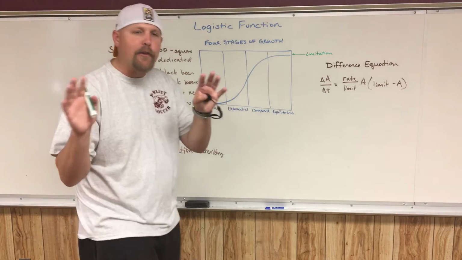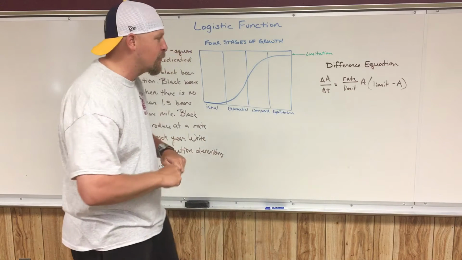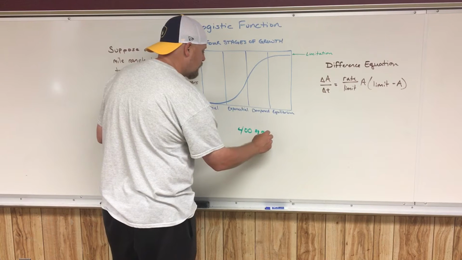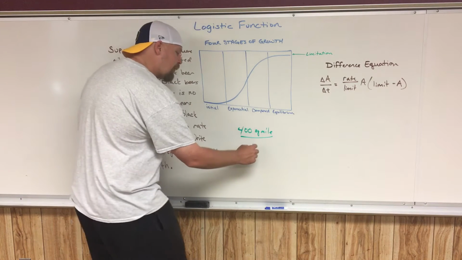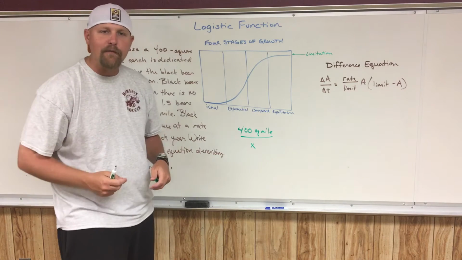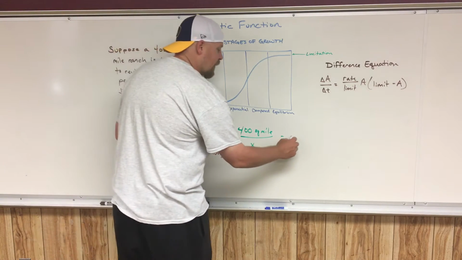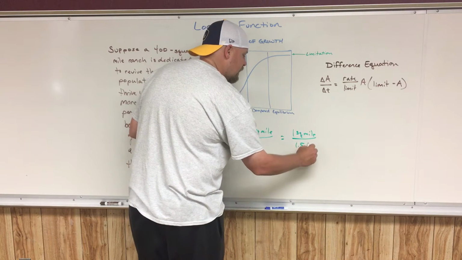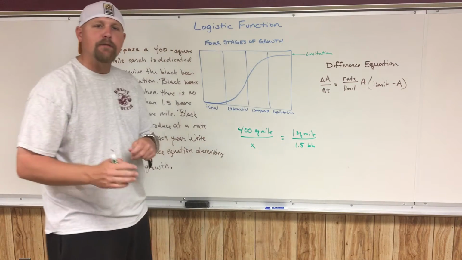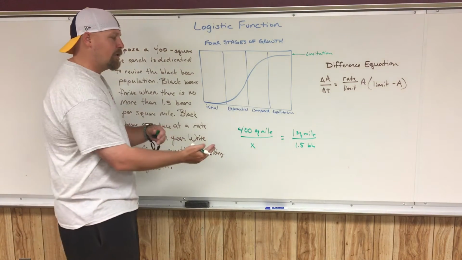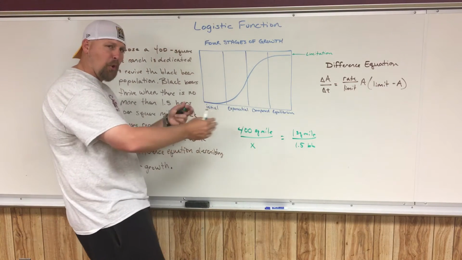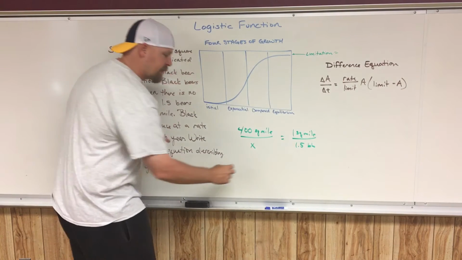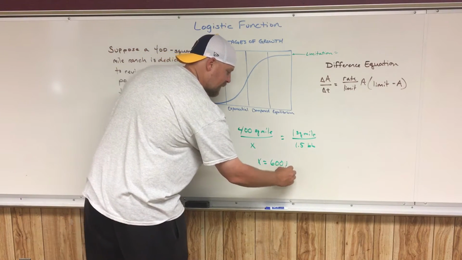So first we have to find this infamous limitation. What is this limitation we're talking about? Where we have 400 square miles, and we don't know how many black bears can fit inside that 400 square miles. But we do know that for every 1 square mile, 1.5 black bears live comfortably, thrive. So if we do a little cross multiplication, a little proportion work, we'll see that our limitation for our black bear population, this X, is equal to 600 black bears.